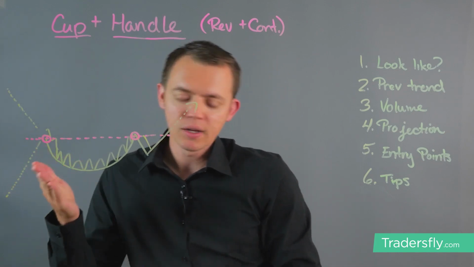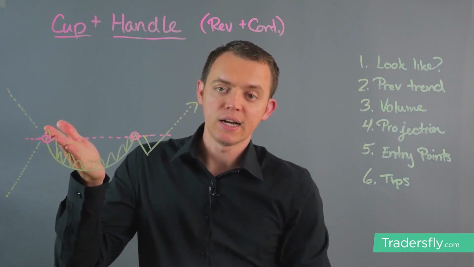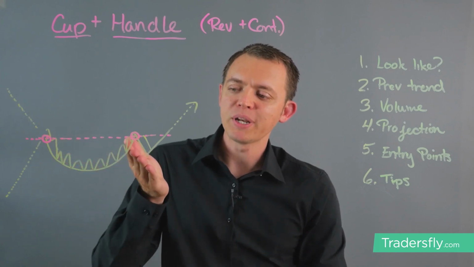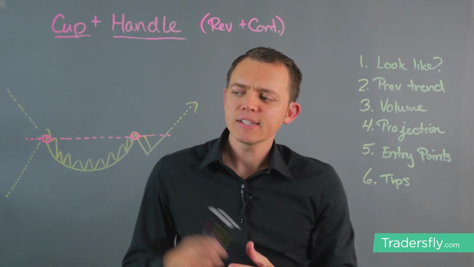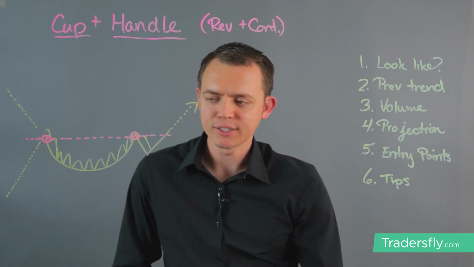A continuation pattern is, well, you're starting at lower prices, you're moving higher, then the stock needs to pause. You pause a bit, you create this rounding cup and handle pattern, and then you move higher again. So that's what a basic cup and handle pattern looks like.